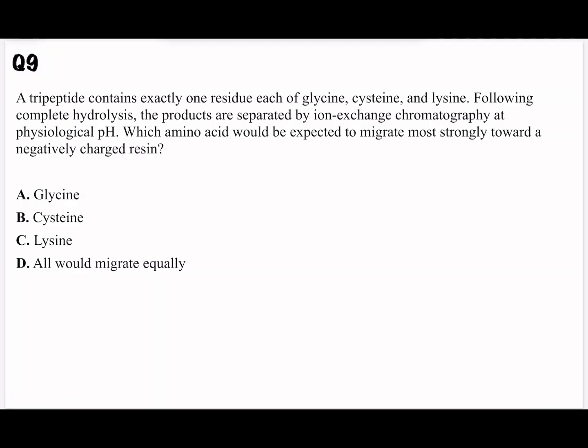All right, so let's move on to question 9. A tripeptide contains exactly one residue of each of glycine, cysteine, and lysine. Right off the bat, just to draw a picture, we know that we have a glycine, a cysteine, and a lysine, all connected as a tripeptide. Following complete hydrolysis, the products are separated by ion exchange chromatography at physiological pH. Which amino acid would be expected to migrate most strongly toward a negatively charged resin?